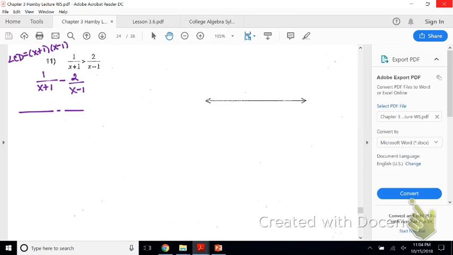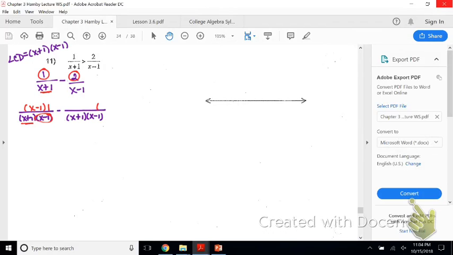So I've still got 2 fractions being subtracted. I know my least common denominator is x plus 1, x minus 1, so I'm going to write that on both of them. And then I'm going to fix my numerators. My first numerator was a 1. It was over x plus 1. What did I multiply that by? x minus 1. So that's what I'm going to multiply the top by.